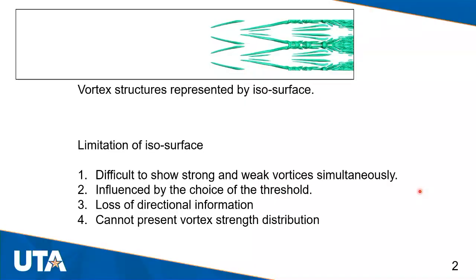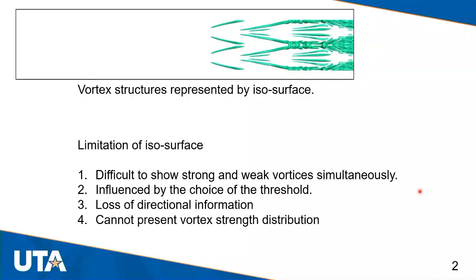But if you pick a too weak threshold, you can see these structures, but the later part will become not clear. And also the second limitation: the isosurface is influenced by the choice of threshold. We do not have a uniform standard for which threshold is good and which threshold is bad. We just adjust and view the structure by our eyes. So not very rigorous.